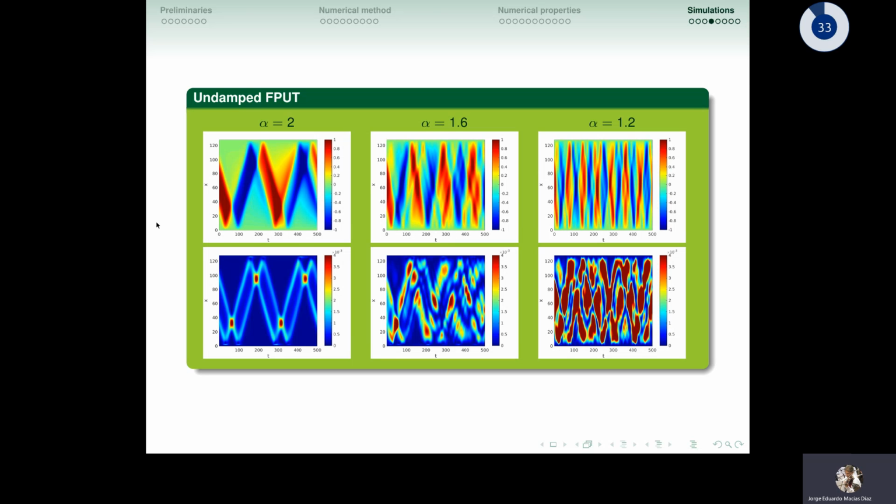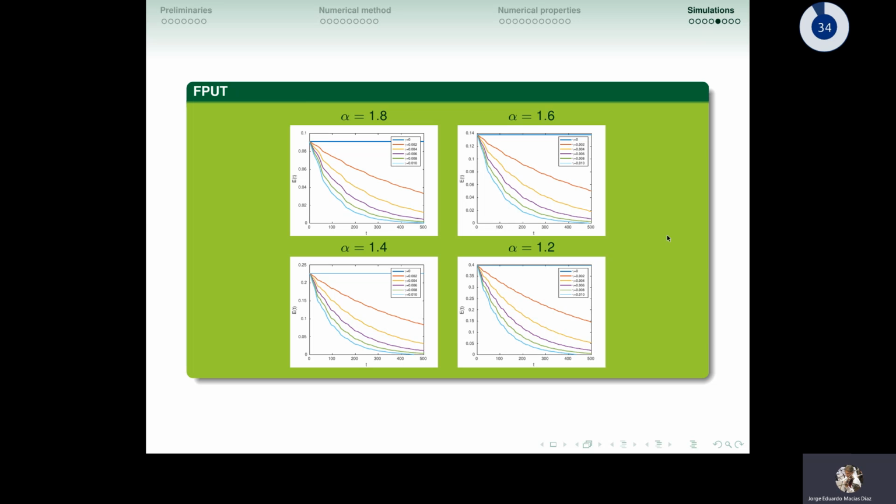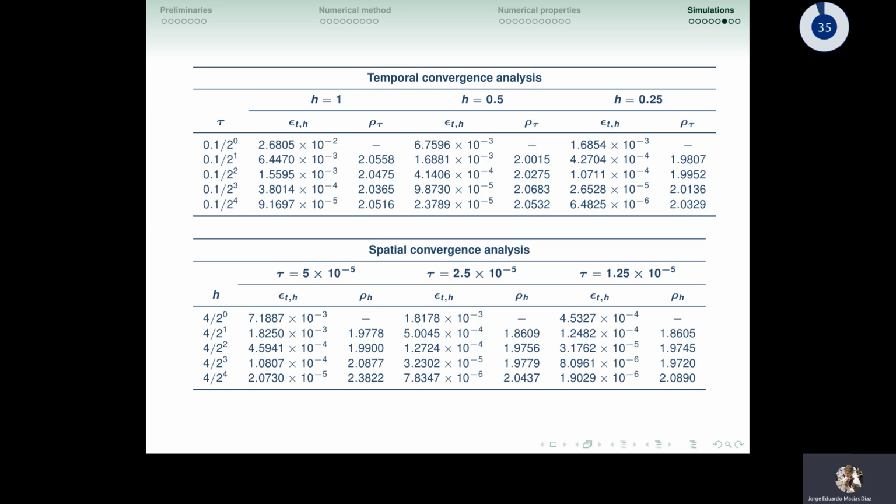We consider now the case of the undamped Fermi-Pasta-Ulam-Tsingou single chain for different values of alpha. Okay, for solutions, for Hamiltonians, and then we consider the dynamics of the energy. Okay. Again, when gamma is equal to 0, the energy is conserved. When gamma is not equal to 0, the energy is dissipated, in agreement with the qualitative results.